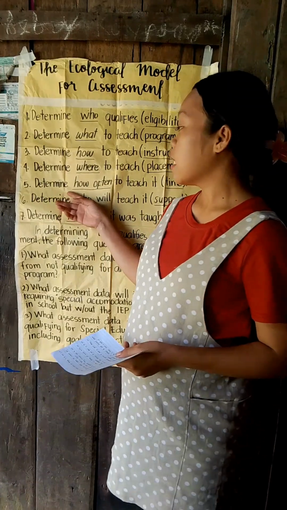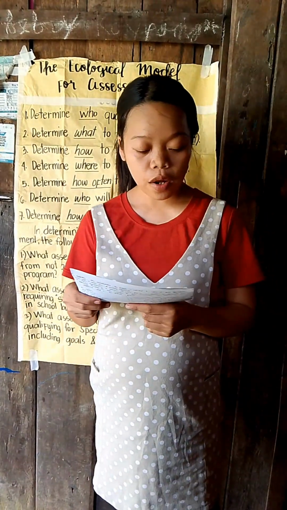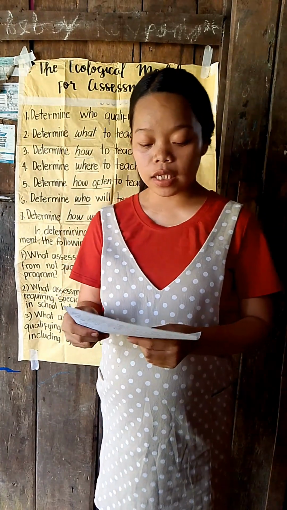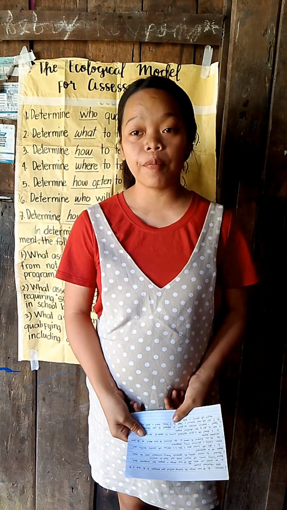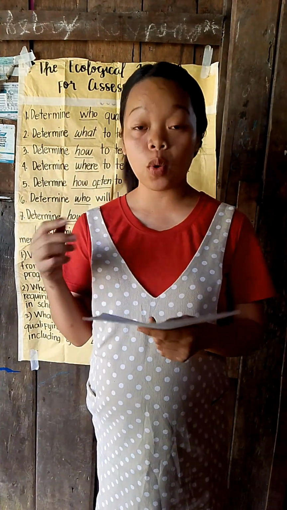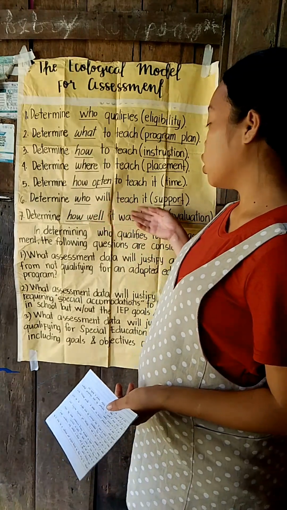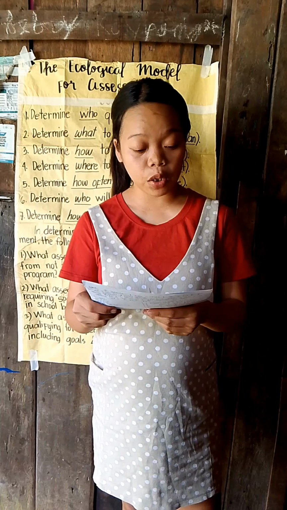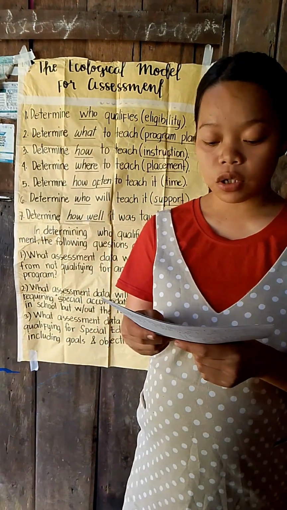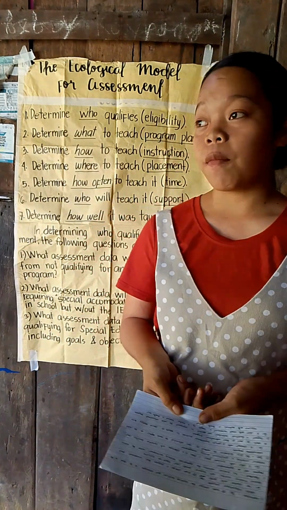Number 5 is determine how often to teach it or the time. For example, a student with a speech impairment receives 30 minutes of speech therapy twice a week as part of their educational program. And number 6, determine who will teach it or the support. Diri as a support is, for example, a child with visual impairment is taught by a teacher trained in Braille and equipped with materials in Braille format.